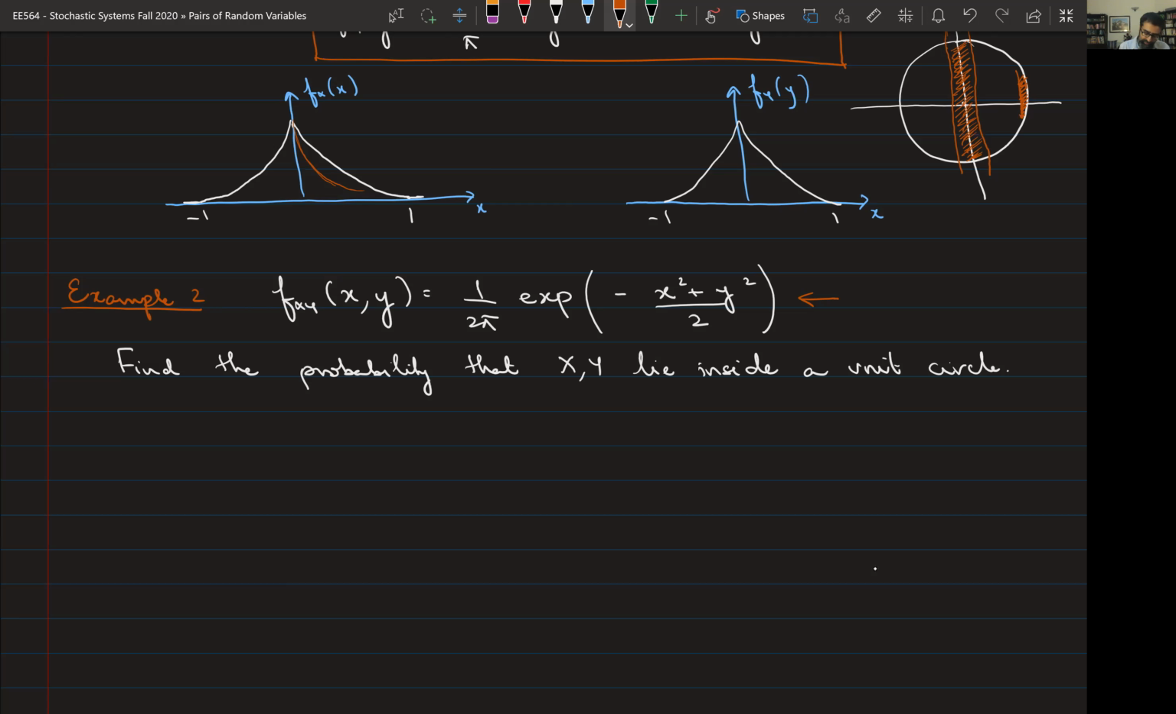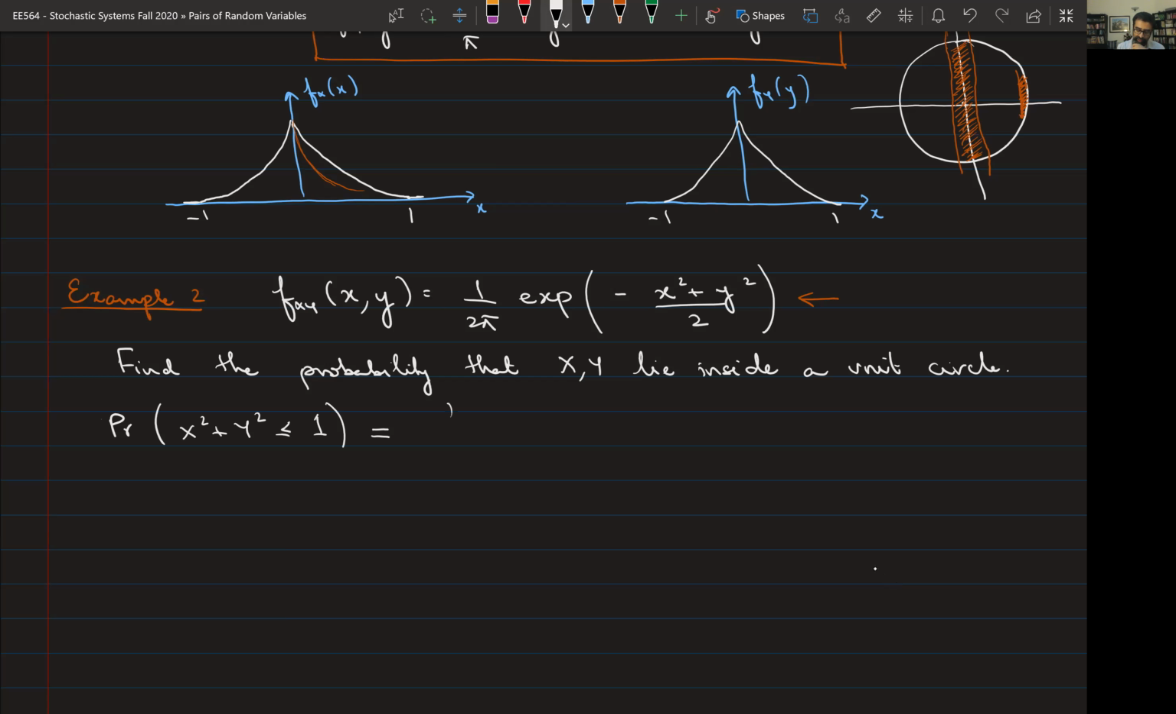So you want to find out the probability that x squared plus y squared is less than or equal to 1. This is what you want to find, right? The probability that x, y lie inside a unit circle is the same event as x squared plus y squared being less than or equal to 1. Okay, but that defines inside a unit circle, right? How do I find this then? How do I evaluate this?